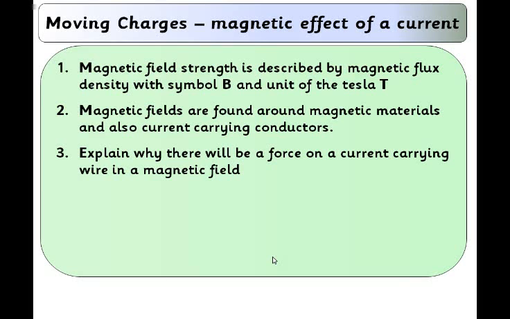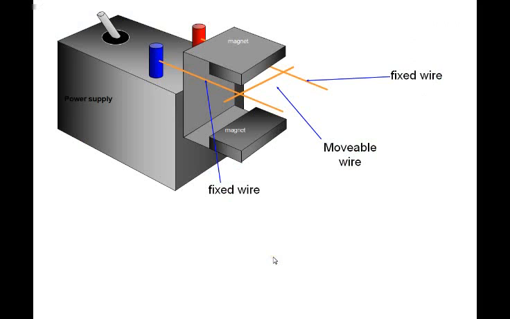If you've got a wire, there is a magnetic field around a wire, and we're going to try and work out why there will be a force on a current carrying wire when it's placed in a magnetic field. Okay, you may have seen this experiment in the lab, or a version of this experiment.